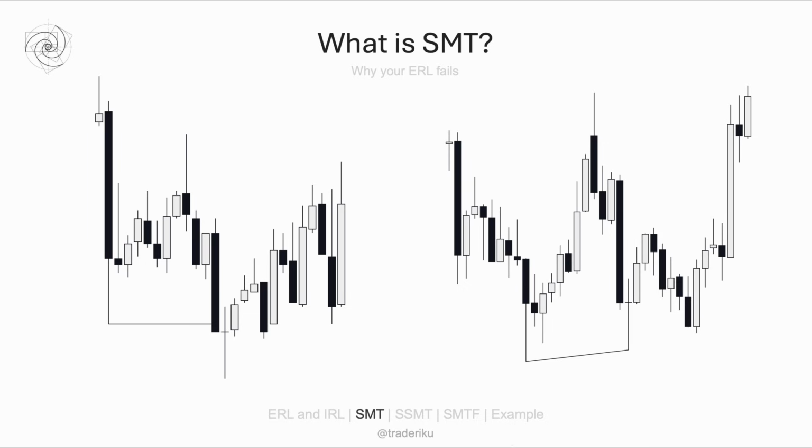When we have this divergence between our correlated assets, we can expect our ERL to fail, and our internal to external approach to fail as well. It is absolutely vital that you incorporate this into your trading, as it signals that a reversal is being prepared. I'll go over the confirmation of SMT in a future video, but before going over why your IRL fails, I want to take a deeper dive into SMT.